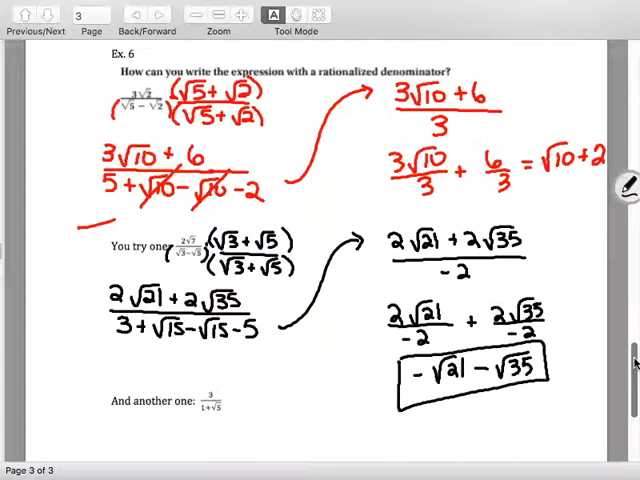Right, hopefully at this point you're done with the first one. I got negative radical 21 minus radical 35. You guys getting it? Yeah. Okay, I'm going to pause and let you try the last one. So you need to learn how to slow down and put all your steps in.